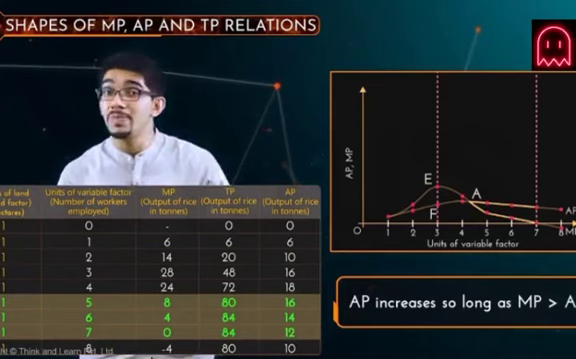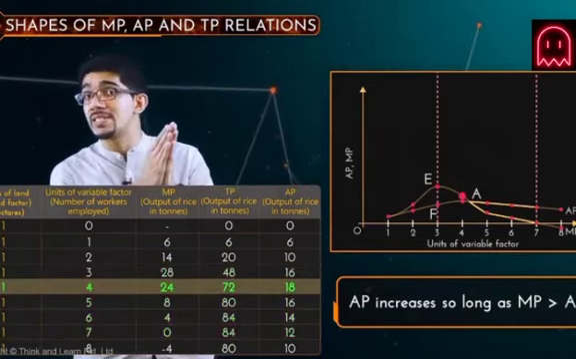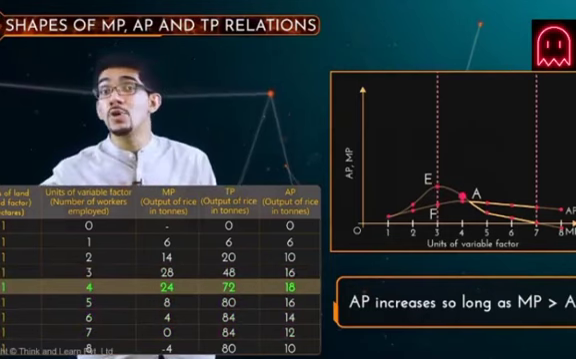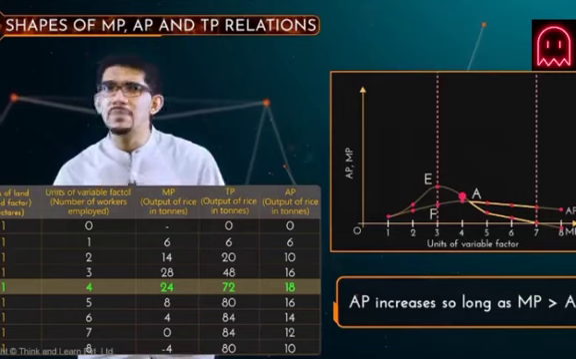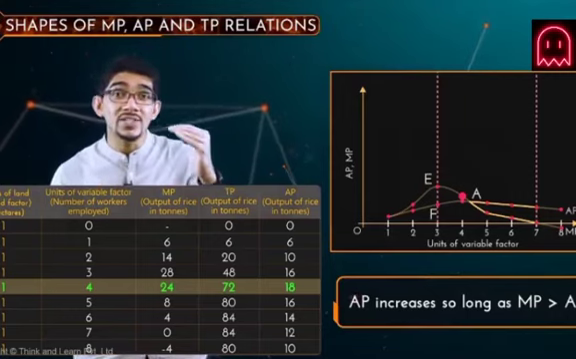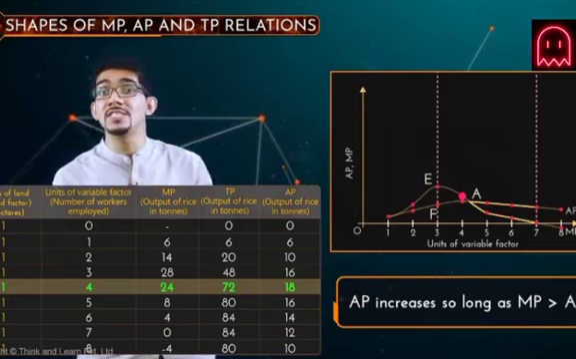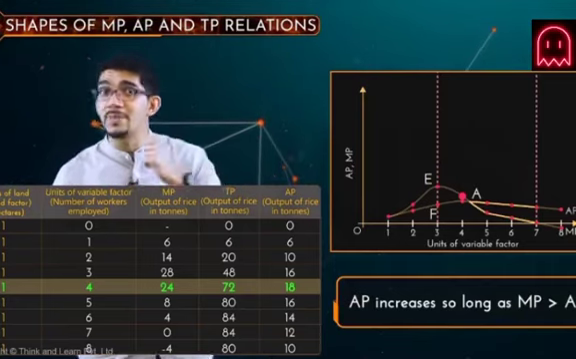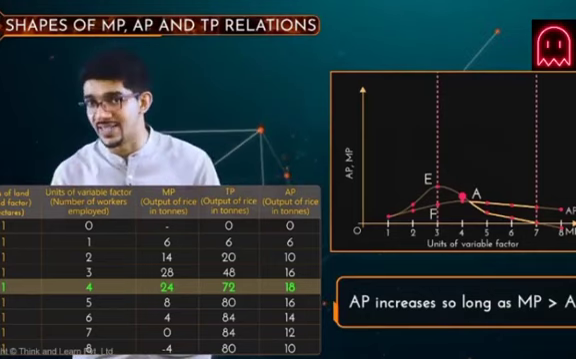So when MP here declines from 28 to 24, when the 4th unit of labor is employed, yet the corresponding AP increases from 16 to 18. This is simply because even when MP declines to 24, it is still greater than the existing average product, which is 16, right? Where 3 units of labor are being employed. And hence, the average moves up due to this addition, right?